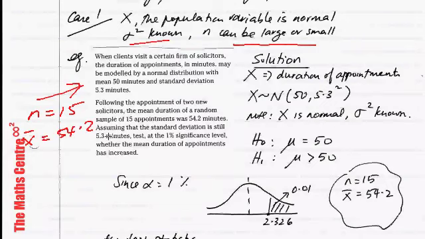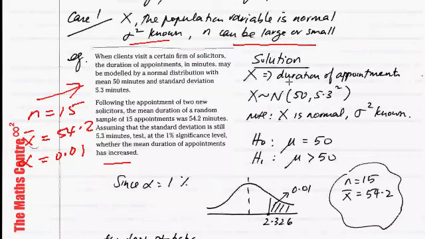54.2. Assuming that the standard deviation is still 5.3 minutes at the 1% significance level, so alpha equals 0.01, we are asked to test whether the mean duration of appointments has increased. Okay, important word. Let's look at the solution.